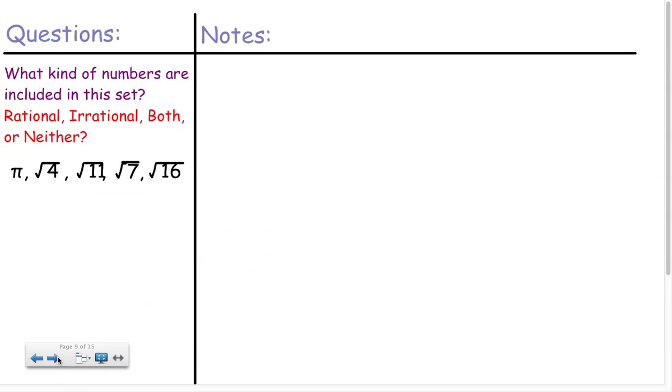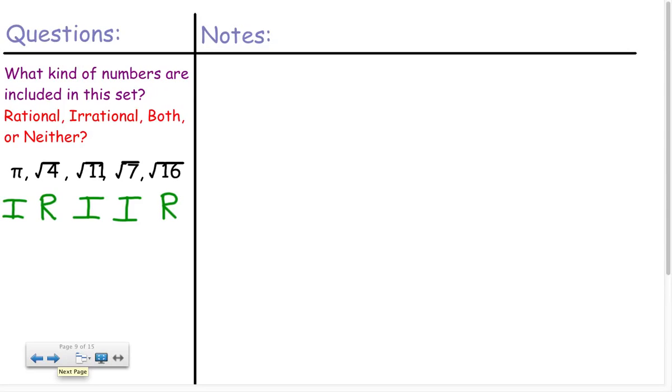What kind of numbers are included in this set? Rational, irrational, both, or neither? I think the easiest thing to do is to classify each number so then we can see. Well, pi is irrational. The square root of 4 is 2, so that's rational. Square root of 11 is not a perfect square, so irrational. Square root of 7 is not a perfect square, so irrational. Square root of 16 is 4, so rational.